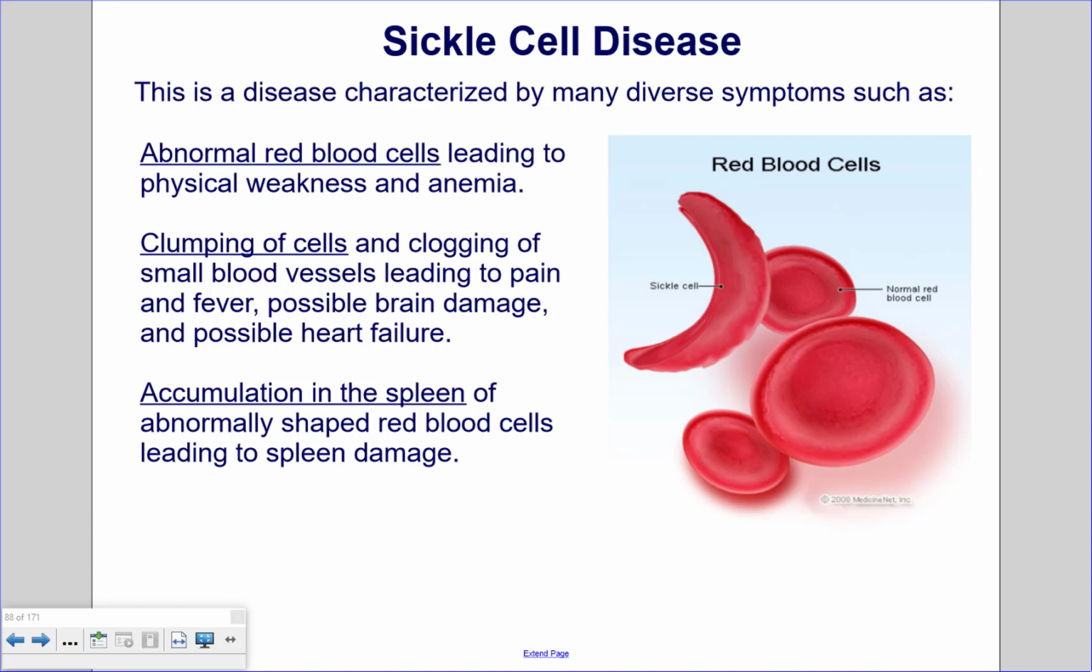Accumulation in the spleen of abnormally shaped red blood cells leading to spleen damage. The spleen normally removes red blood cells that have lived their life and are worn out, and so if these crescent-shaped blood cells get clogged up in there, that could be a big problem for the spleen.